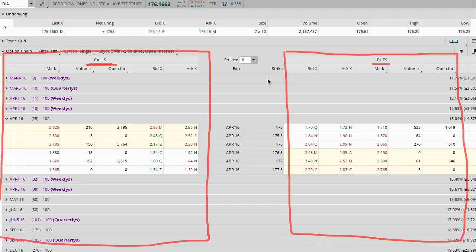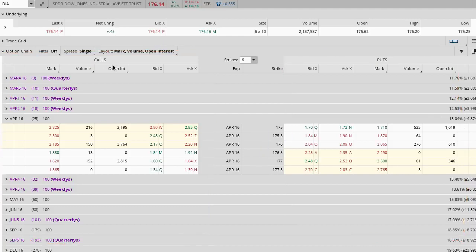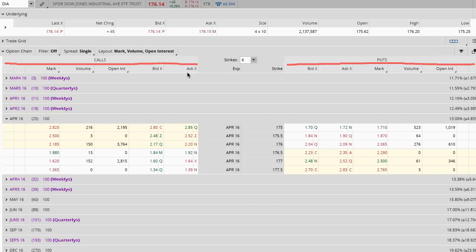Okay, so again, strike prices are going to be down the middle regardless for everything. On the right-hand side, you're going to see the put options. On the left-hand side, you're going to see the call options. Now, within each of these categories, calls on the left and puts on the right, you're going to have virtually the same columns. You can customize and change these columns, but for the sake of this video, we just made it very simple and basic with exactly what you need to know for this pricing table.